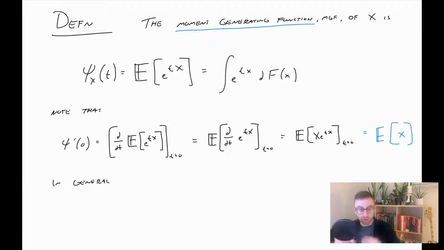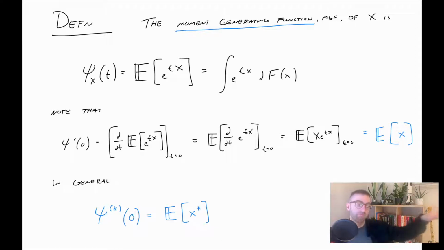Now, we can generalize this concept. If we take, instead of one derivative, k derivatives, those derivatives are with respect to t. I don't think I said that, but it's a function of t, so hopefully that was clear. And plug in 0, we get the kth moment. Cool. So that is the definition of a moment generating function, and that is why it gets its name. It generates moments. Take derivatives, plug in 0, you get a moment.